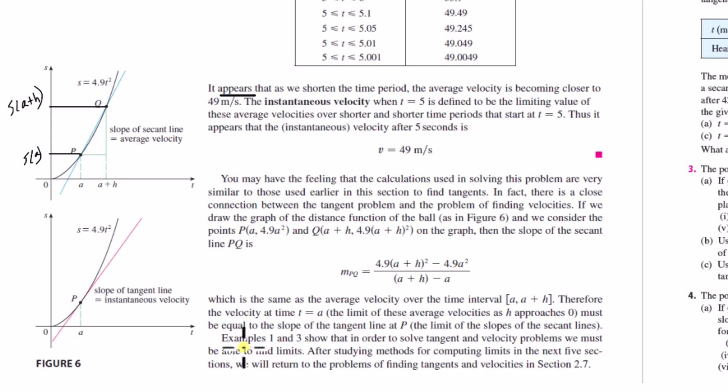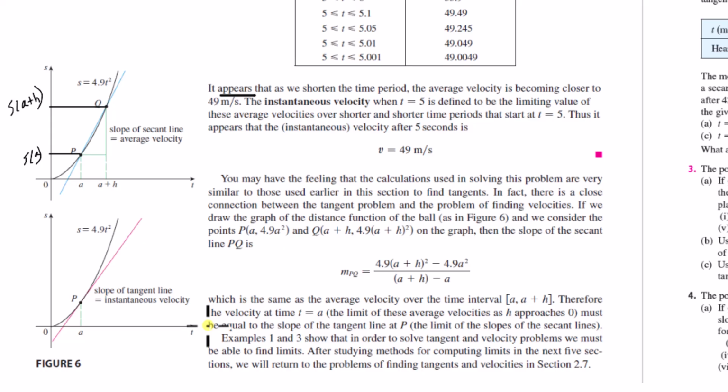So examples 1 and 3 show that in order to solve tangent and velocity problems, we must be able to find limits. After studying methods for computing limits in the next 5 sections, we will return to the problems of finding tangents and velocities in section 2.7. So in this section, we've just been introduced to how we could potentially think about this idea of a limit that will allow us to systematically solve these tangent and velocity problems.